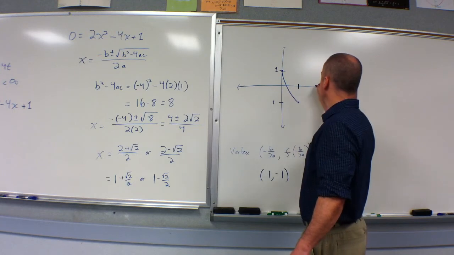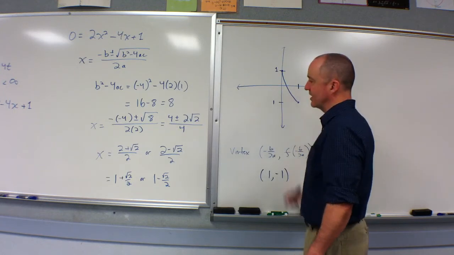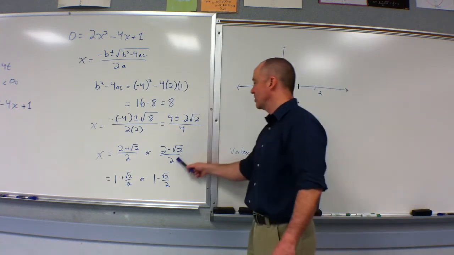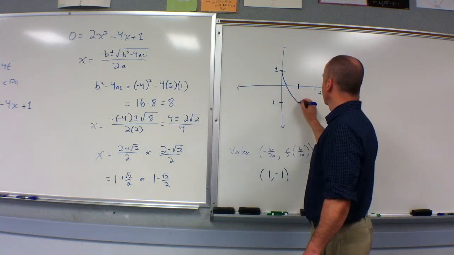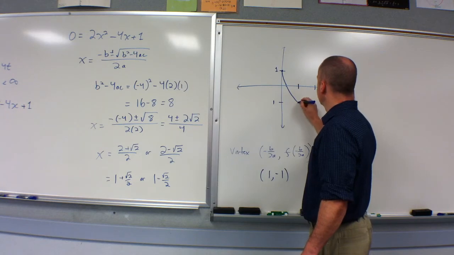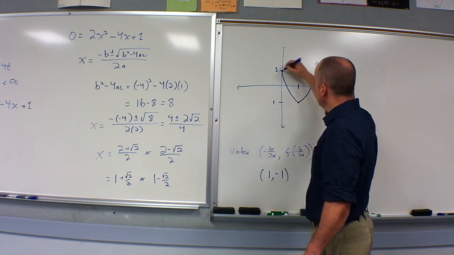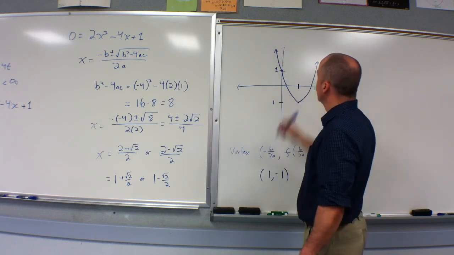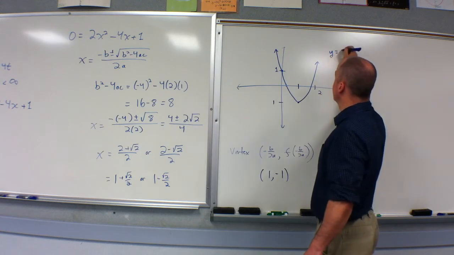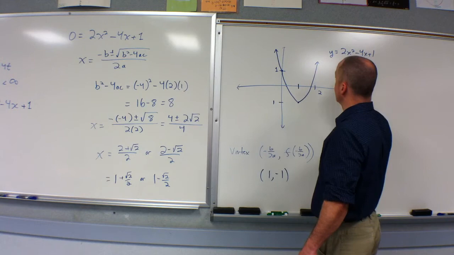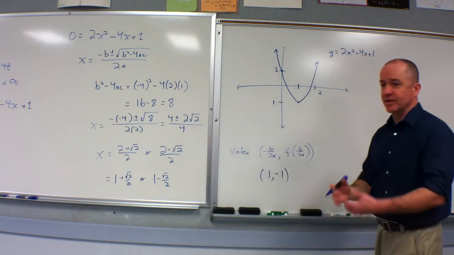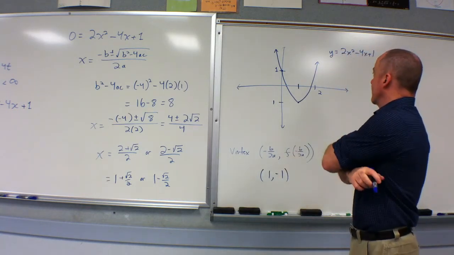Again, because I've told you guys so many times that without a calculator back in high school, I had to know root 2 over 2 was about 0.7. I go down to about 0.3, I go up to about 1.7. And this is the graph of y equals 2x squared minus 4x plus 1. That was a nice review of Algebra 2 and the stuff we're going to be doing when we go back to that in a couple weeks.